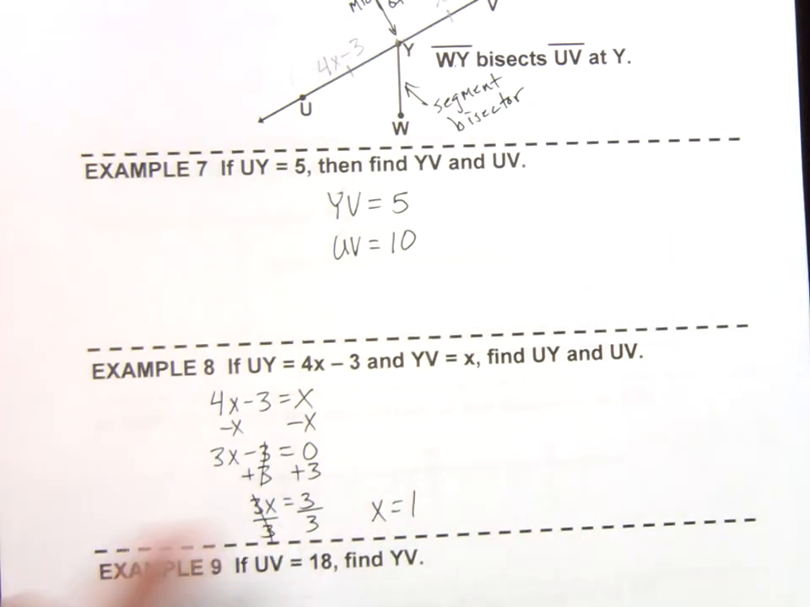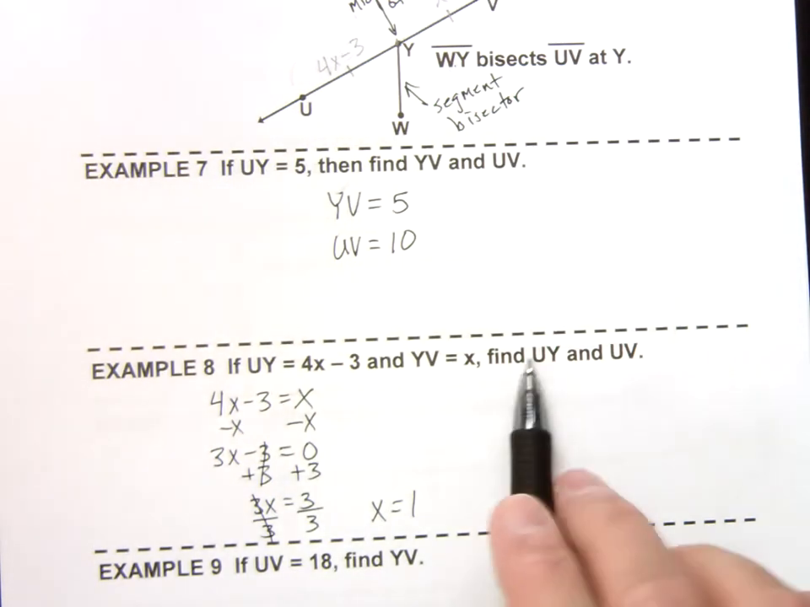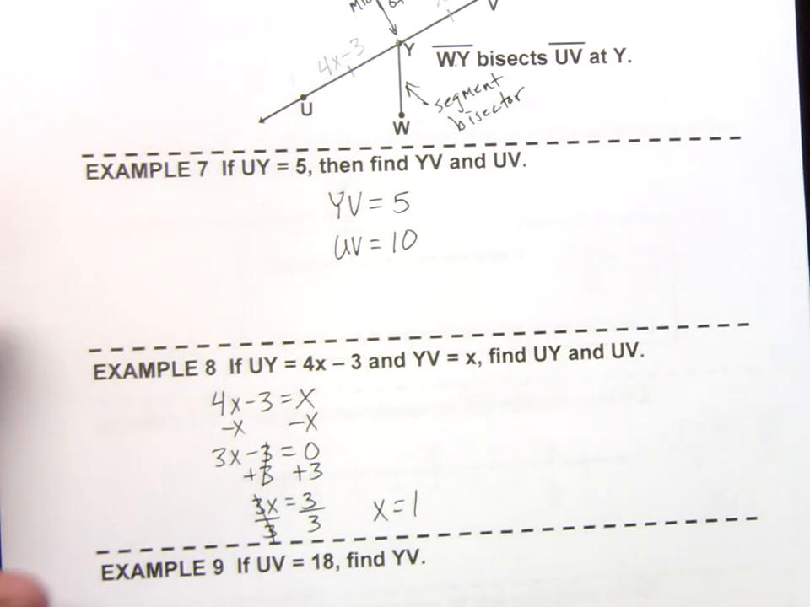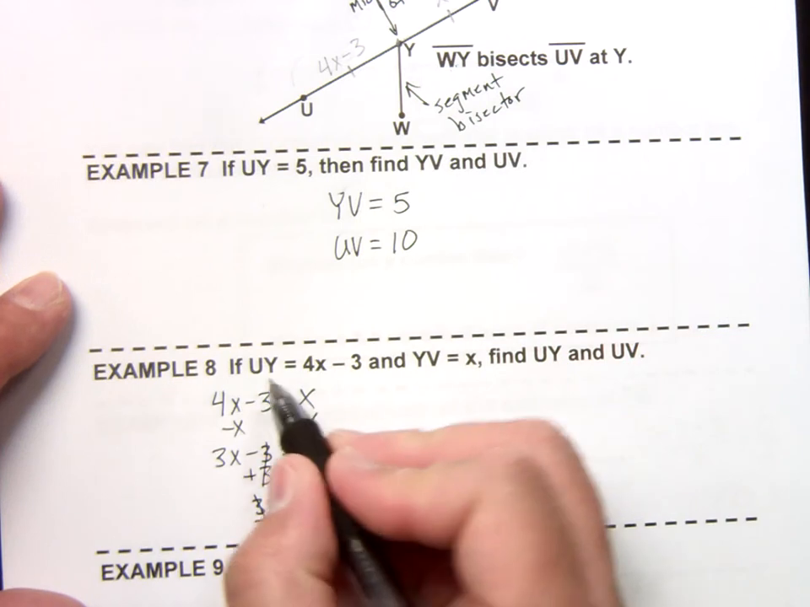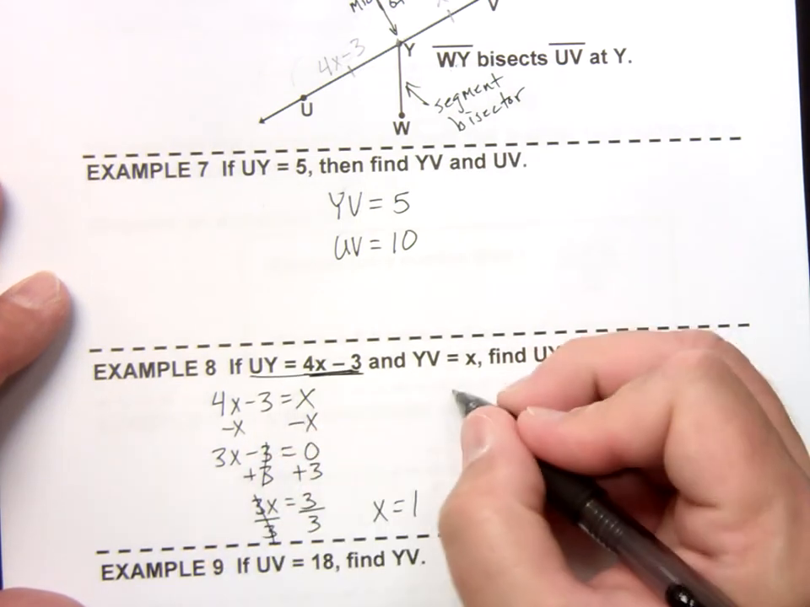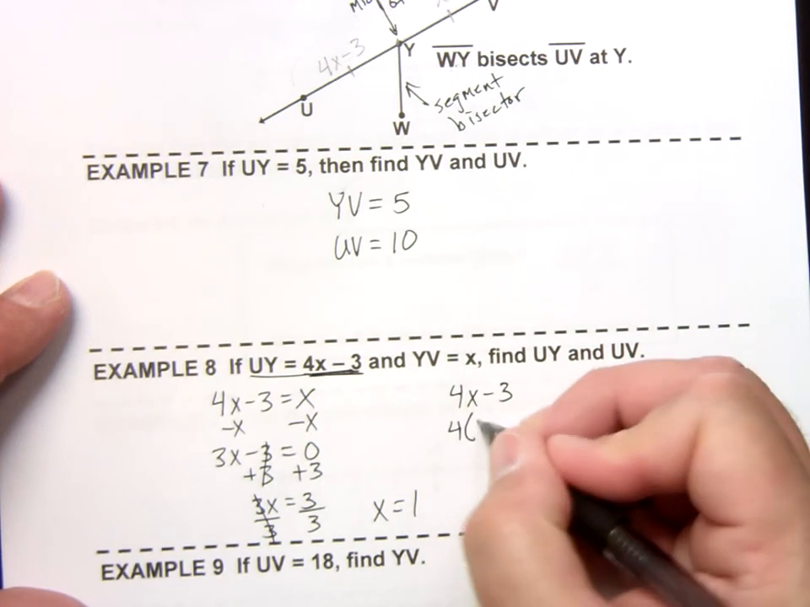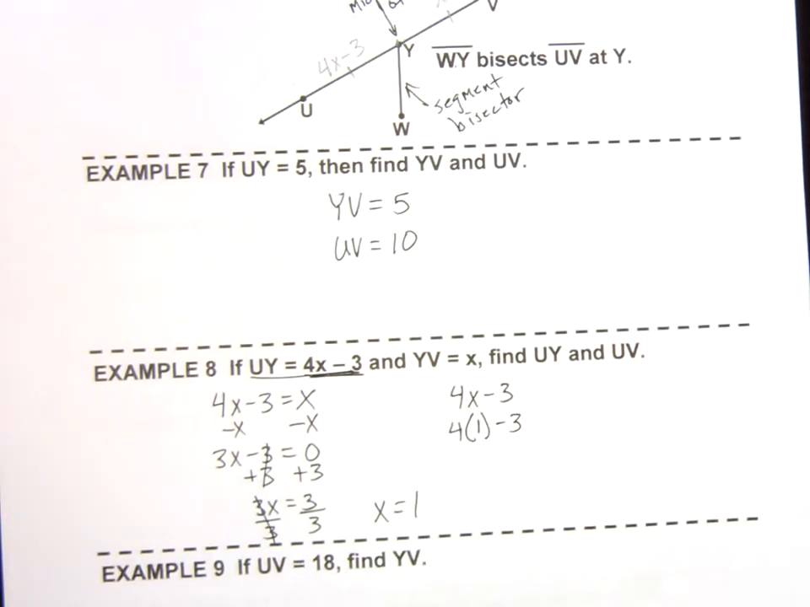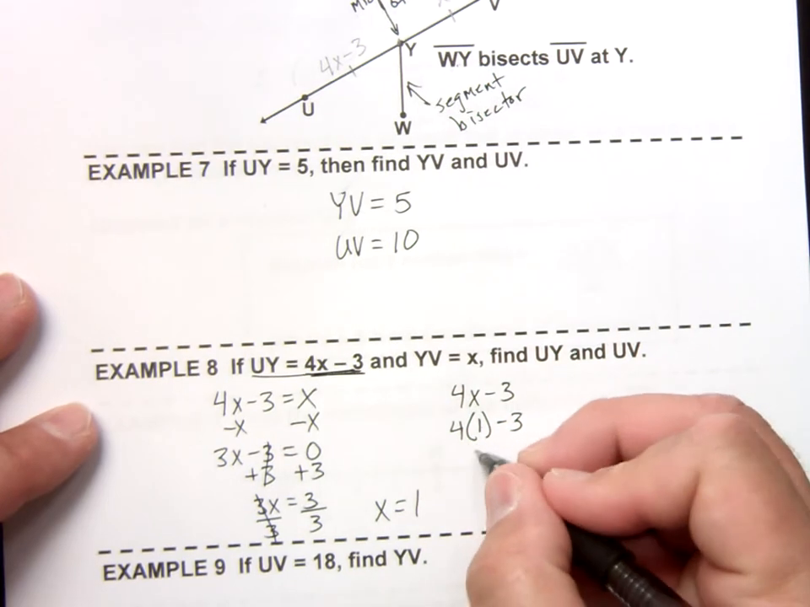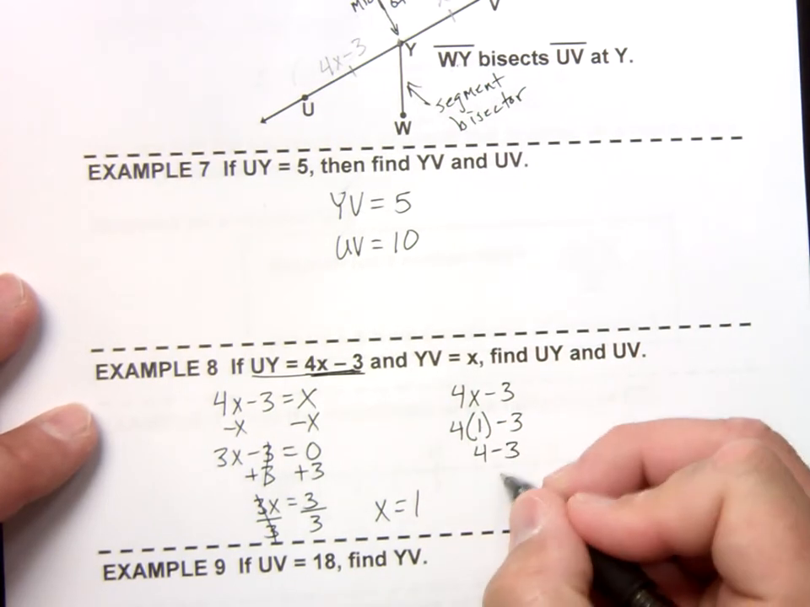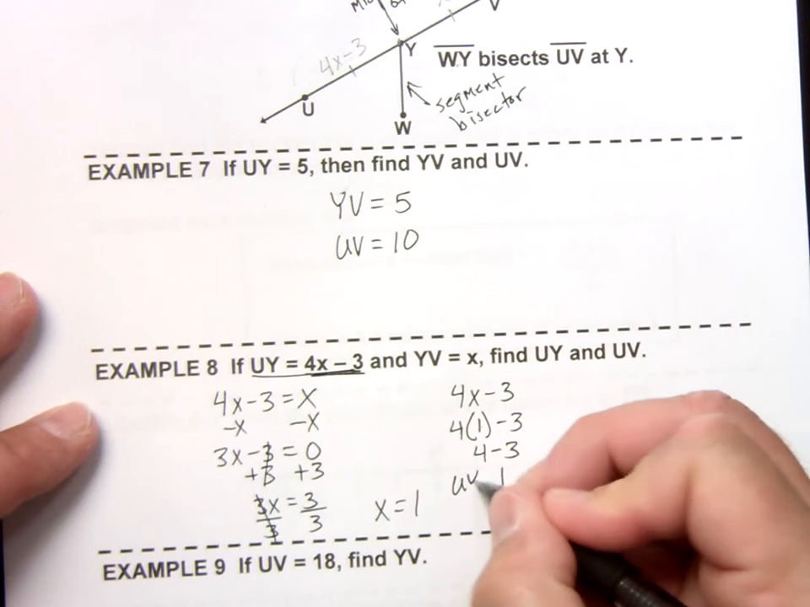Now we're not done. The directions didn't ask me to solve for x. They asked me to find these two distances right here. So now that I know what x is, I'm going to need to substitute it back in. So the distance from U to Y was 4x minus 3. Since I know x is 1, I substitute that 1 in place of x. When two things are equal, I can replace one with the other without changing the value. So 4 times 1 is 4, and 4 minus 3 is 1. So it just so happens that the distance from U to Y equals 1.